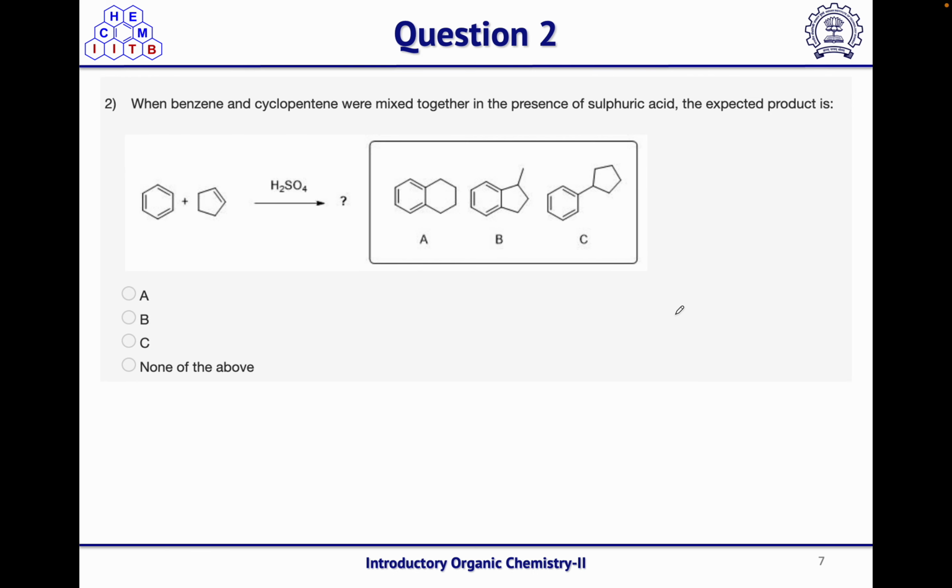So we can see the options out of A, B and C. C is the right option as per the mechanism we have seen. So the correct answer is C. Is this question clear for everyone?